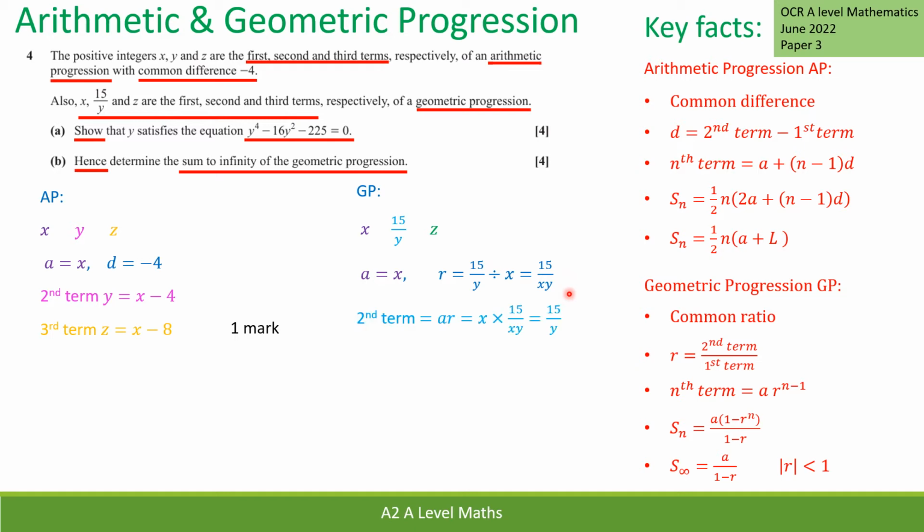leaves me with 15 over xy. From here, I can use the formula for the second term, which is going to be a times by r, where a is x times by r, which is 15 over xy. x is cancelled, leaving me with 15 over y, which is what we have got for our second term. This bit here hasn't really helped us, but it's just shown where this information here has come from in the question.